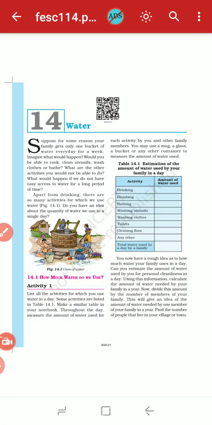Now take out your science textbook and open lesson number 14, that is water. I am going to teach you lesson number 14, water, directly, and the rest of the lesson I will teach you later. First of all, we have to start from lesson number 14, water. Before going through this lesson, we should know some basic things about water, some basic concepts. So let's take a look.